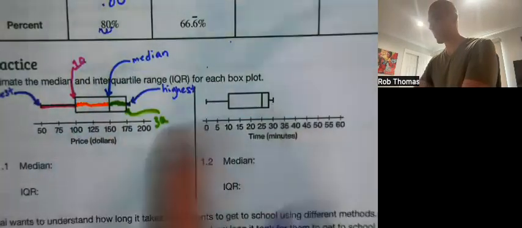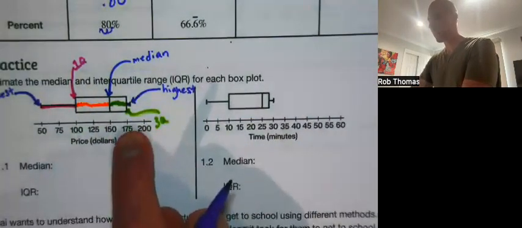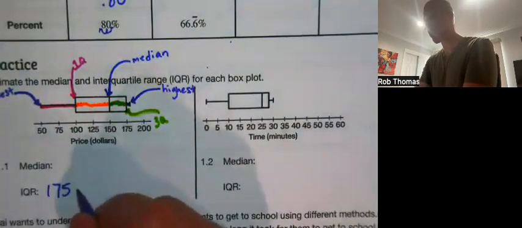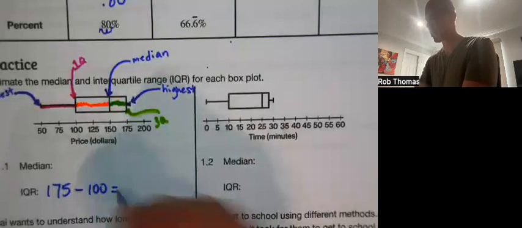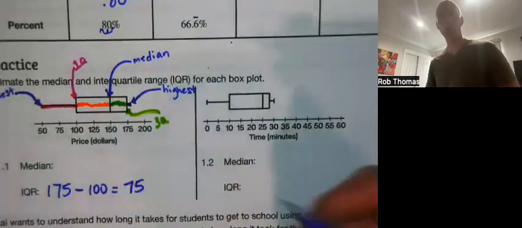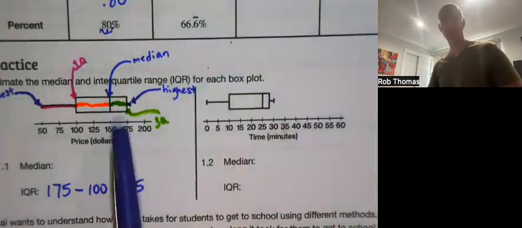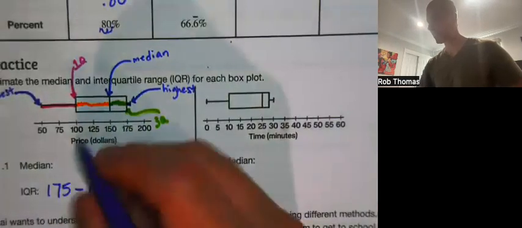One way you could do it is this number minus that number gets you the IQR. So I'll write it like that. 175 minus 100 gets you an interquartile range of 75. And the median, that's right there at 150. That one's not too challenging to see.